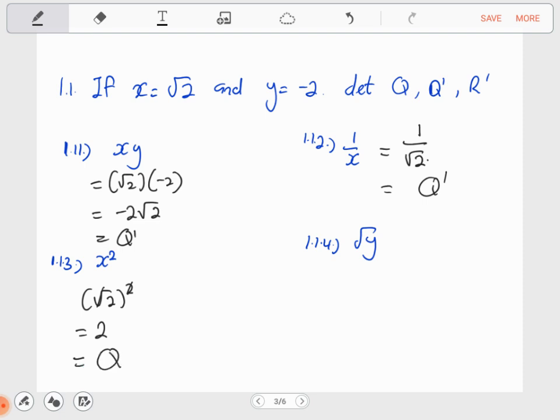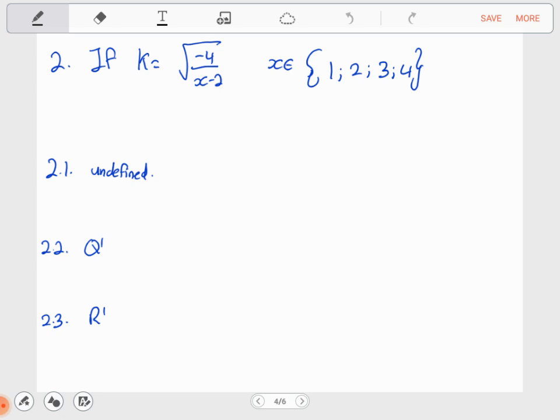Number 1.1.4, I have root of y. So y is -2. Okay, if I look at this, the square root of a negative number, I know that doesn't exist. It's non-real. Right, let's go to the next one.